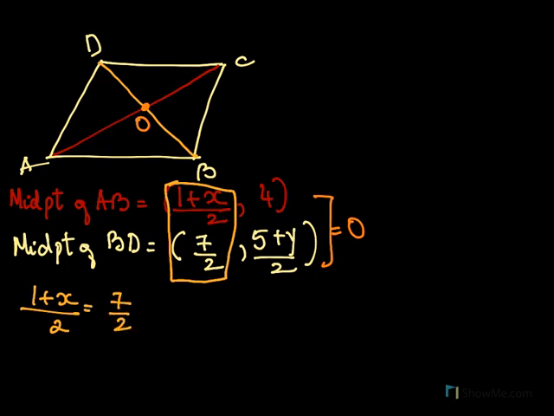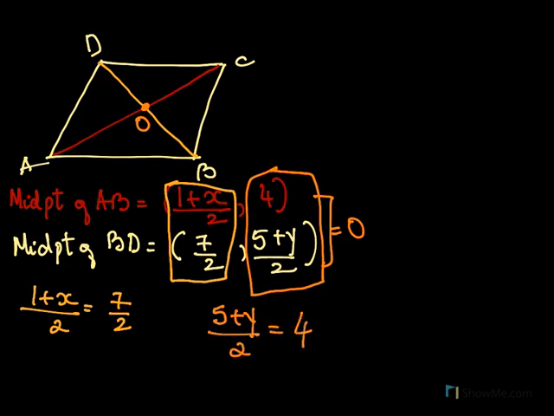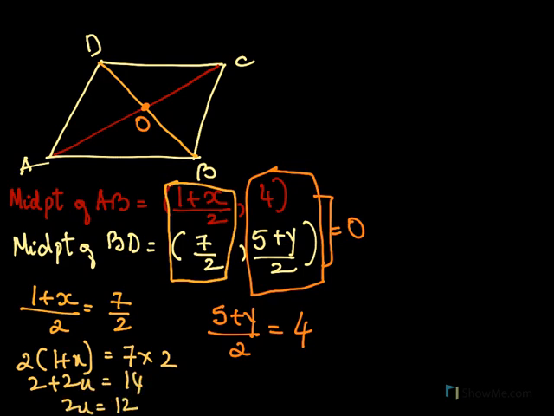And on the other side, I could say that these two are also equal. The y coordinate is the same because it is the same midpoint. So (5 plus y) over 2 is equal to 4. And when I solve this, I will get 2 into x equal to 7 into 2. 2 plus 2x equal to 14. 2x equal to 12. And your x becomes equal to 6.